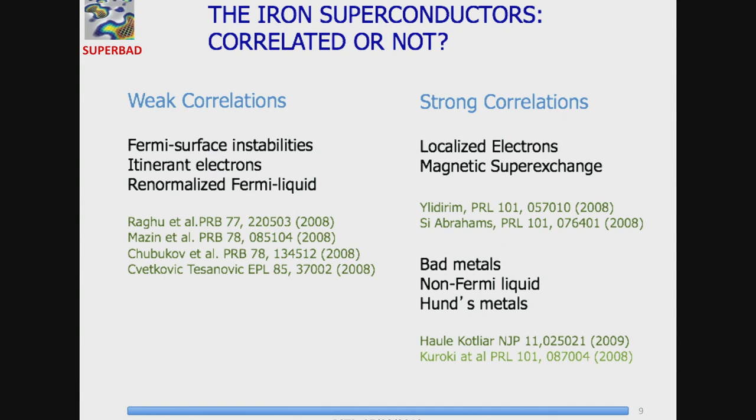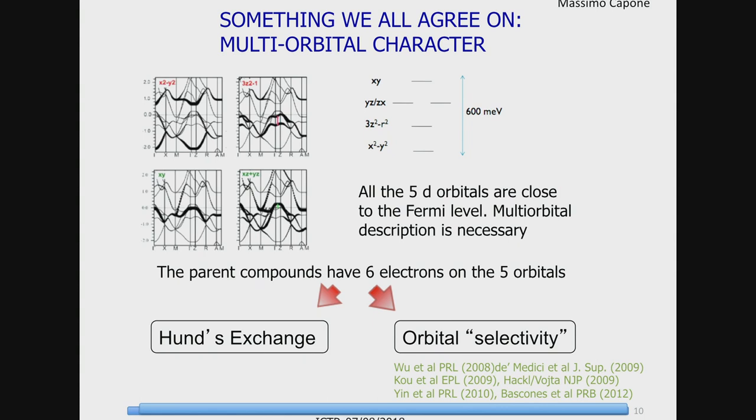Clearly, given this intermediate situation, these are all very old papers of the first generation. Let's say a part of the community polarized in the weak coupling direction, another part polarized in the strong coupling direction, and some started to realize that there were some anomalies which are specific to this kind of materials. But besides this polarization, there was at least something everyone agreed on, which is the key point in the study of these materials, and which is clearly different from the cuprates: the electronic structure has a multi-orbital character.